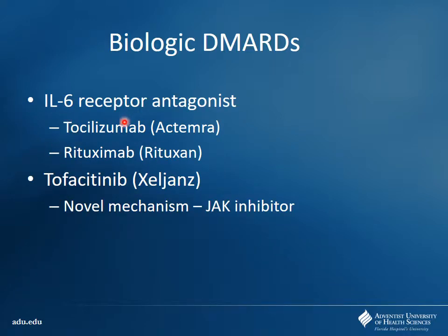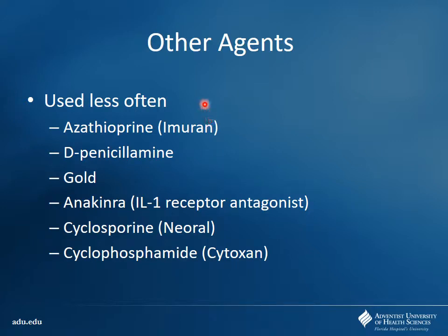There's also some interleukin-6 receptor antagonists, things like tocilizumab and rituximab. And then there's a kind of a new classification here we'll talk about called tofacitinib. And this is actually a new novel mechanism, so we'll go into detail on that just a little bit here. Okay, now some of these ones here you don't need to know for the test specifically, but we have used them occasionally in the past.